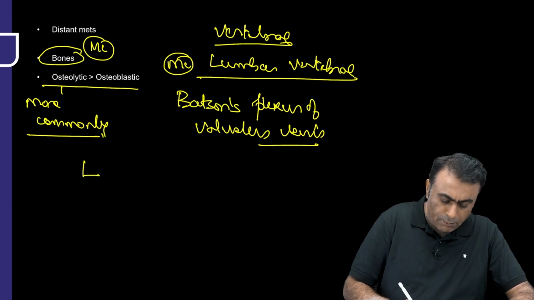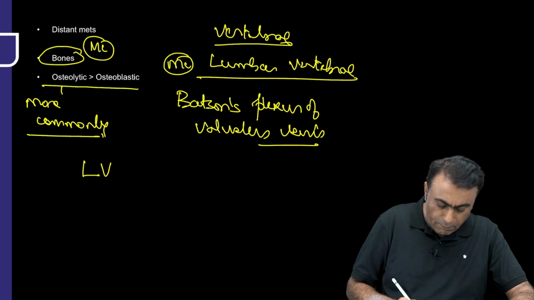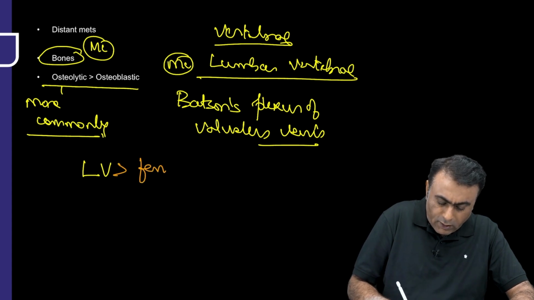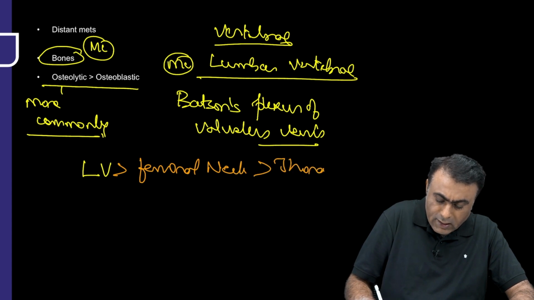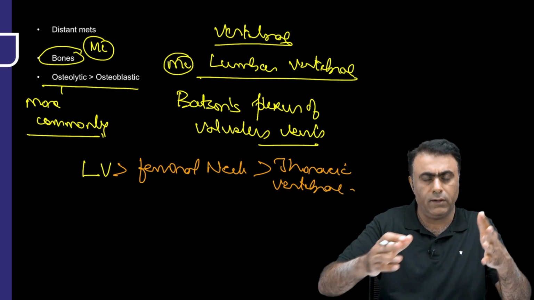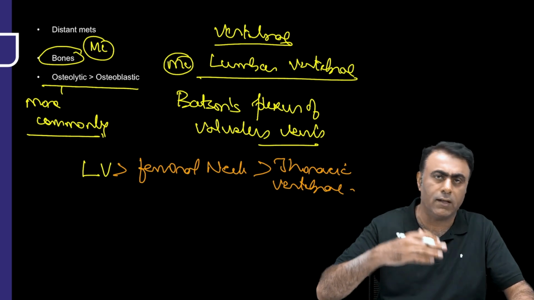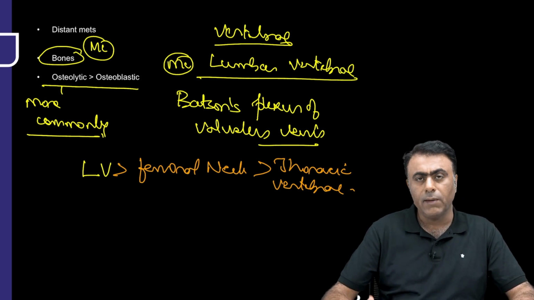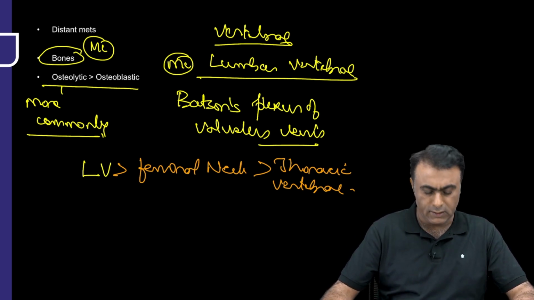Apart from lumbar vertebra, it can involve the femoral neck. It can involve the thoracic vertebra. So these are the three most common bones which can be involved by breast cancer. It can involve the femur, the humerus as well, the ribs as well, the skull as well. But these are the three most common bones involved in a patient of breast cancer.